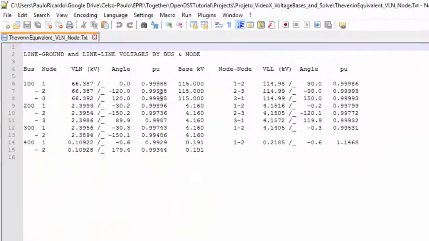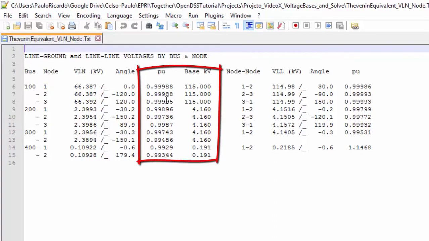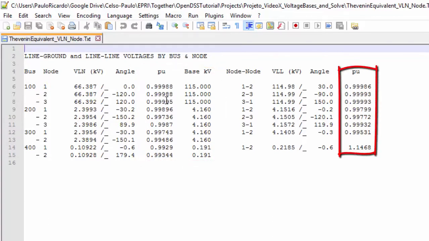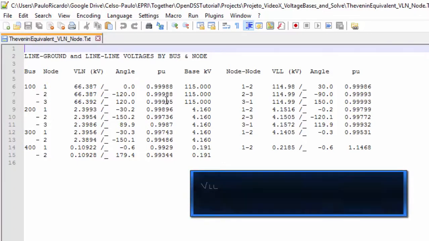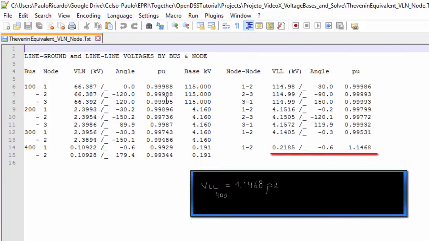First, we can see that the per unit results for line to neutral voltage are correct, but when you look at the per unit results of the line to line voltage, we note that the base voltage used is 0.191, which is not correct for the two-phase portion of our circuit. And we know that it should be 0.22 kV. That's why an actual voltage below 0.22 kV has a per unit value higher than 1.1.